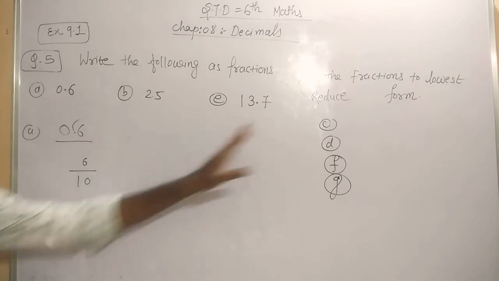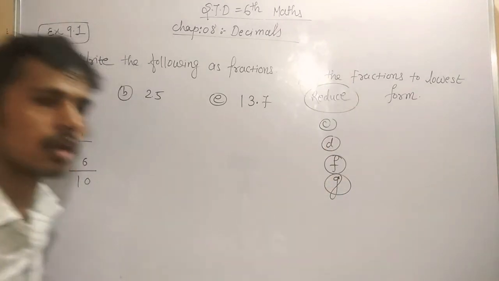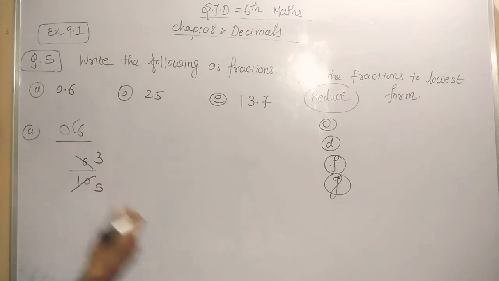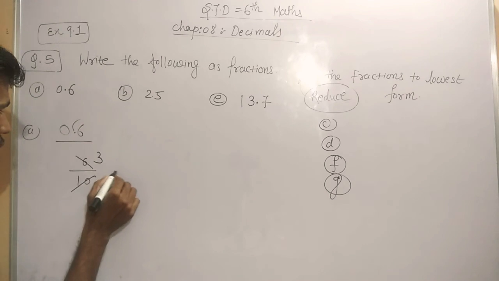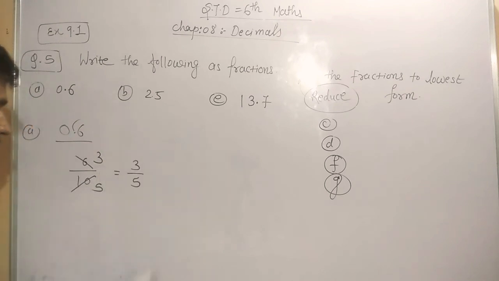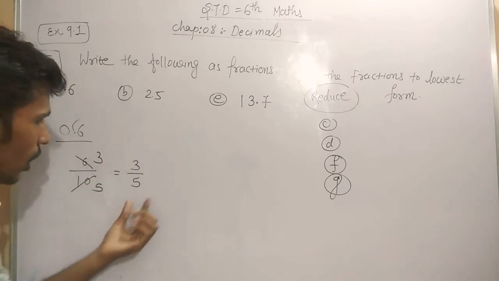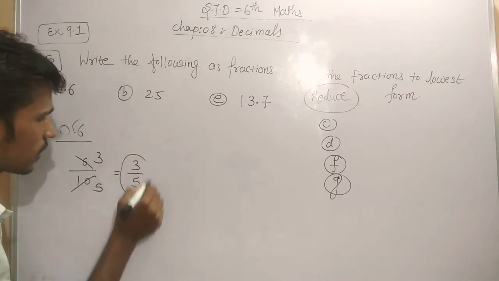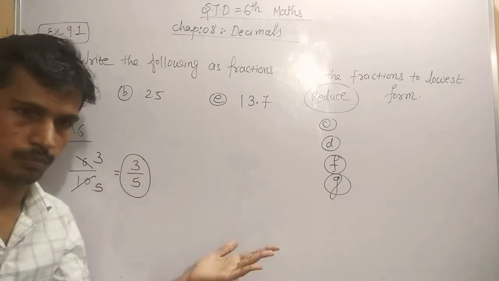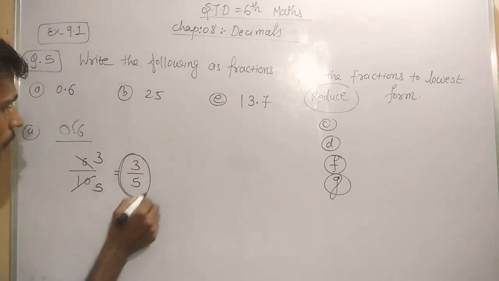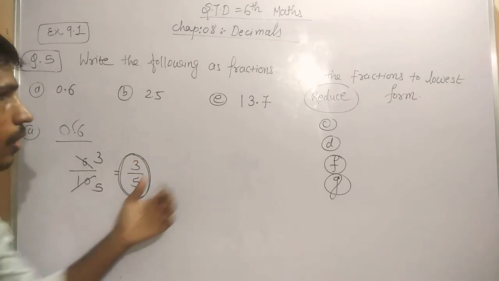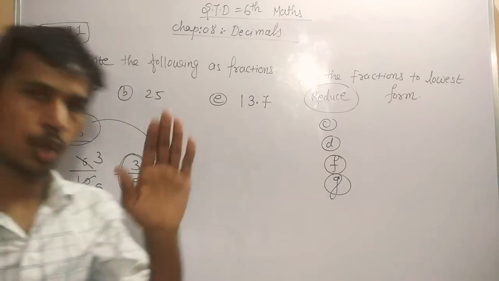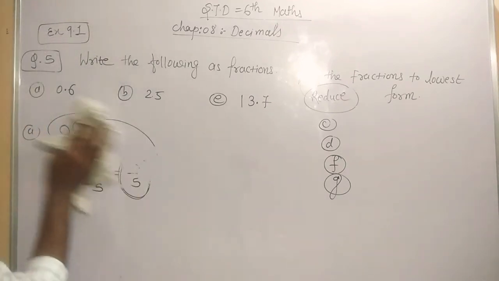Now we have to reduce. Reduce means कम करना. 3 2s are 6, 5 2s are 10. So our answer will be 3/5. Now we cannot reduce this number again because this number is already in reduced form. So this is our fraction and this is the lowest form of this number. Got it, student? Let us see the next sum.